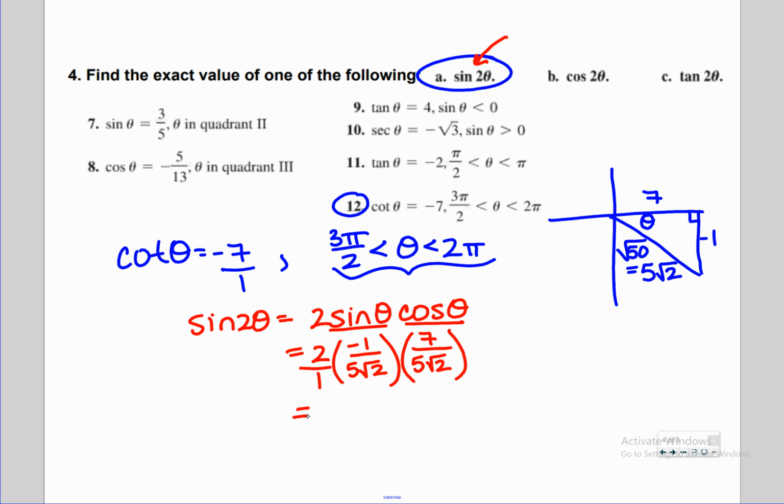The numerators are going to give me -14. The denominators, 5 times 5 gives me 25. Rad 2 times rad 2 gives me 2. So I have 25 times 2, which is going to give me 50, and then you can reduce that. -7/25 is the final answer.